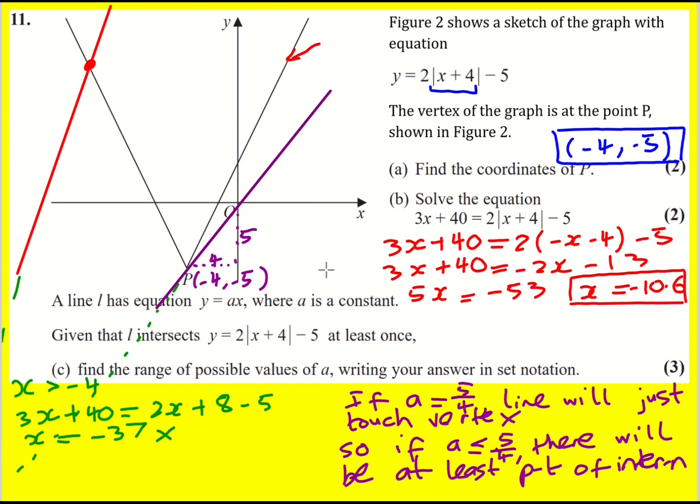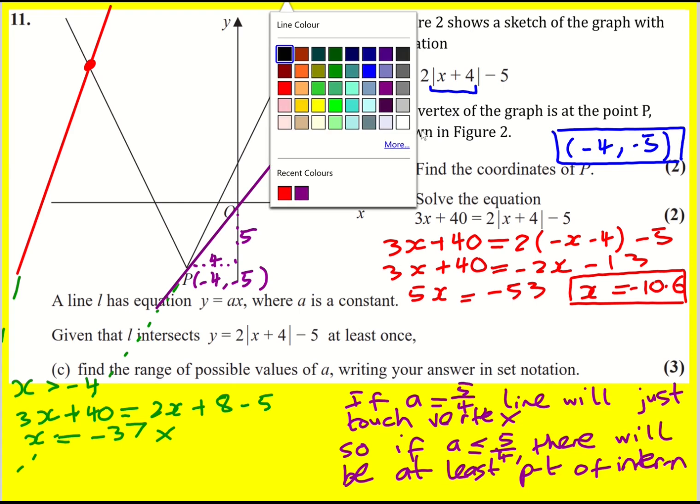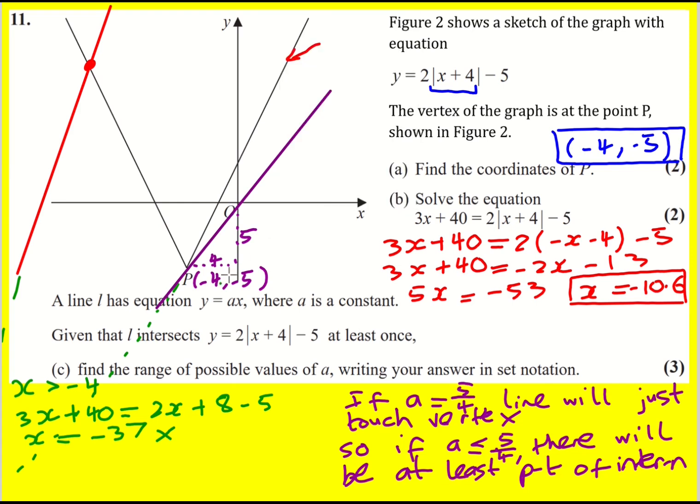So are there any values above 5/4 where we're going to get points of intersection? The answer is yes, because let me do this in green. If I make it really steep and positive, you can see that it's going to go through once there. So there's got to be a cutoff for the positive side as well. And I kind of hinted at it with the one on the left when it was parallel to this curve on the left.